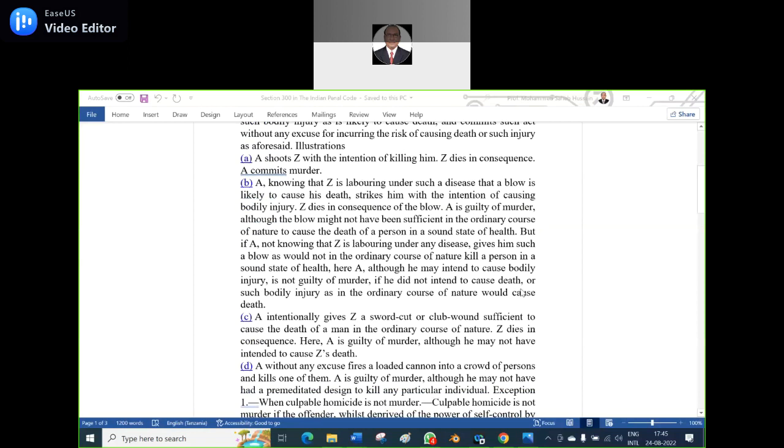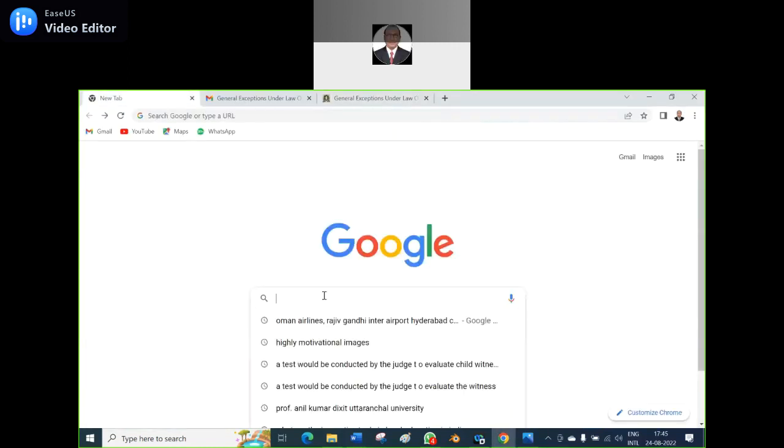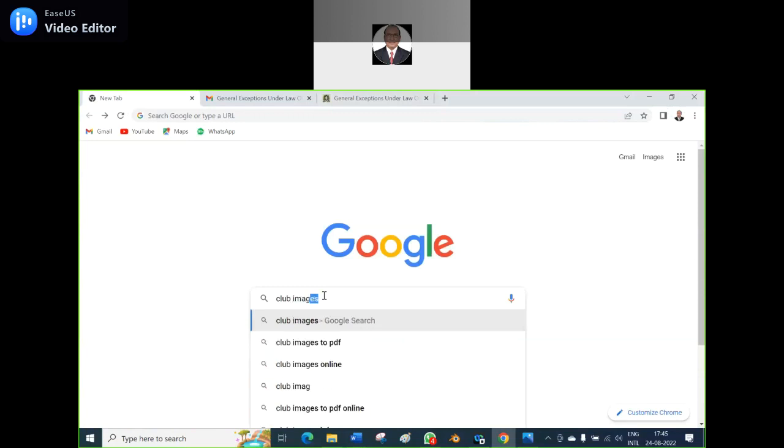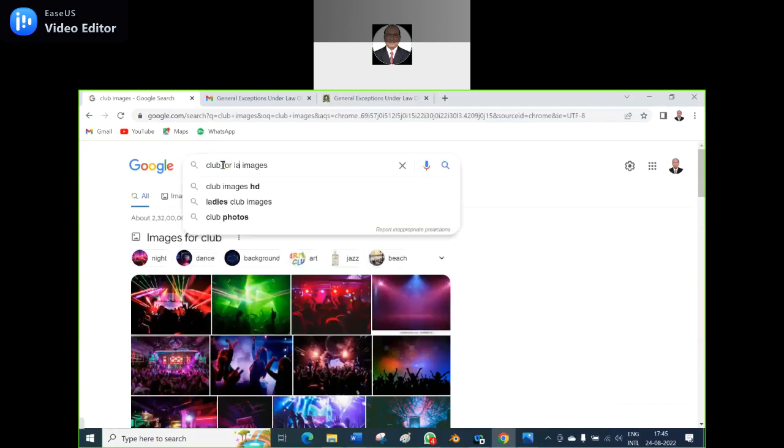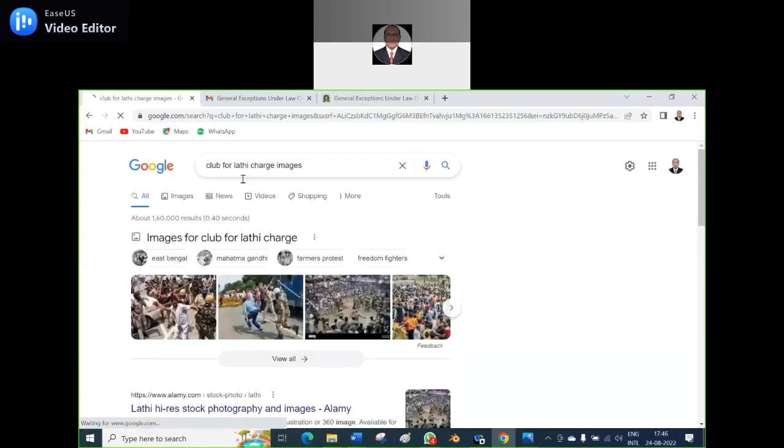Next. A intentionally gives Z a sword cut or club wound. I know that you know what is a club. C-L-U-B, club. Say yes. Yes, sir. It was used by mythological warriors like Bhima. Why Bhima, when a policeman is having a club like a cane? Especially when you see in the English movies, when they make the lathi charge and they use the club, and I am showing the images here, it is a club for lathi charge. Did you see the club now? It's like a cane, but it's a hard one.